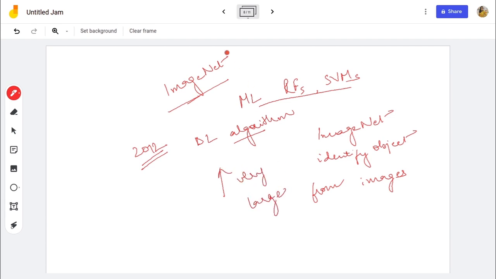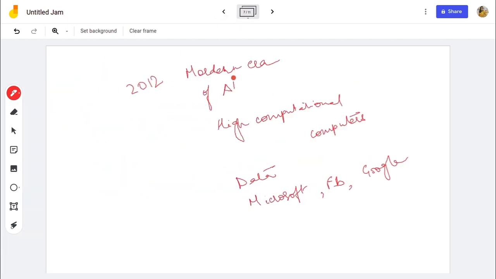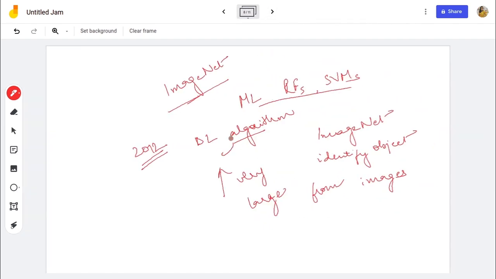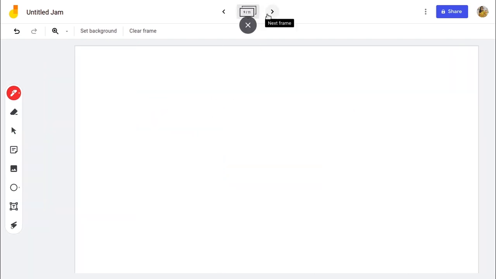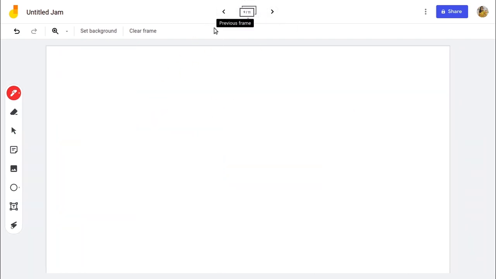So at that time, companies like Microsoft, Facebook, Google all started to pay attention to deep learning because they could see the power of deep learning. So that was the history and it has still been going on. Now we have high resources, lots of data, and because of globalization, we keep getting new algorithms to solve new problems.